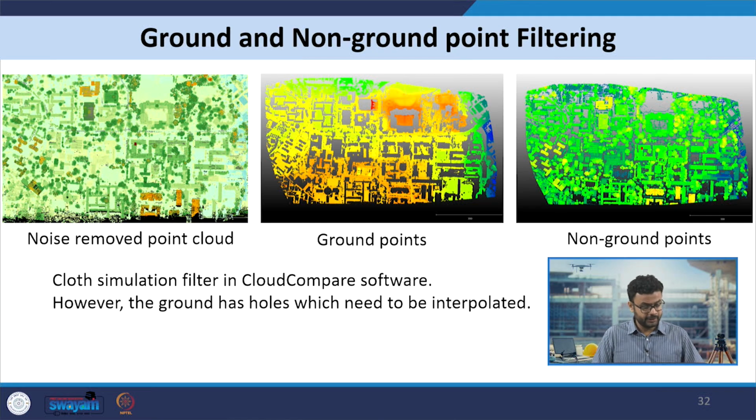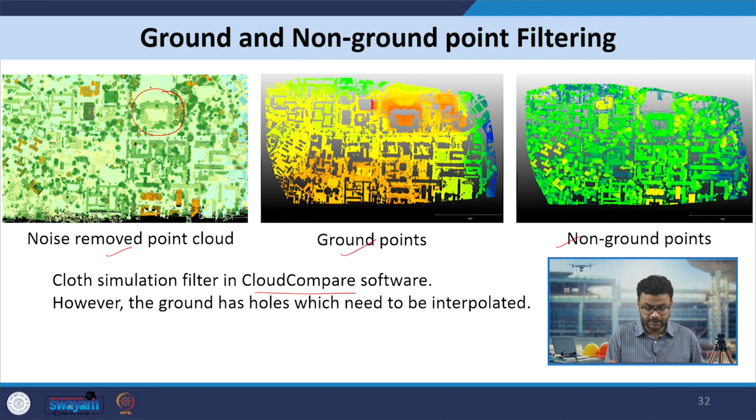On the left we have the noise removed point cloud. Then the cloth simulation filter was applied on this point cloud data in the CloudCompare software, the free and open source software. Then from this we get ground points as well as non-ground points. So we can see those distinctions present here.